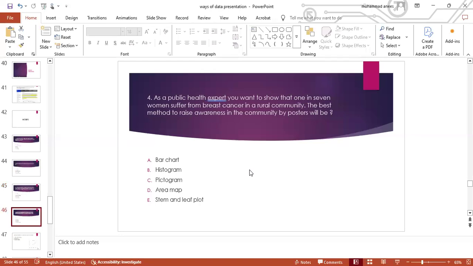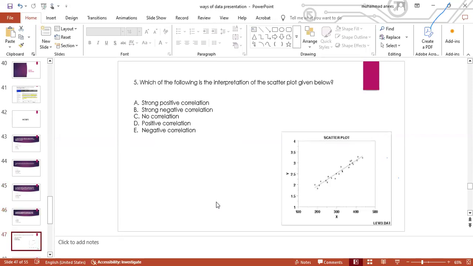4. As a public health expert, you want to show that 1 in 7 women suffer from breast cancer in a rural community. The best method to raise awareness in the community by posters will be A, bar chart, B, histogram, C, pictogram, D, area map, E, stem and leaf plot. Pictogram. Yes, pictogram is the answer.